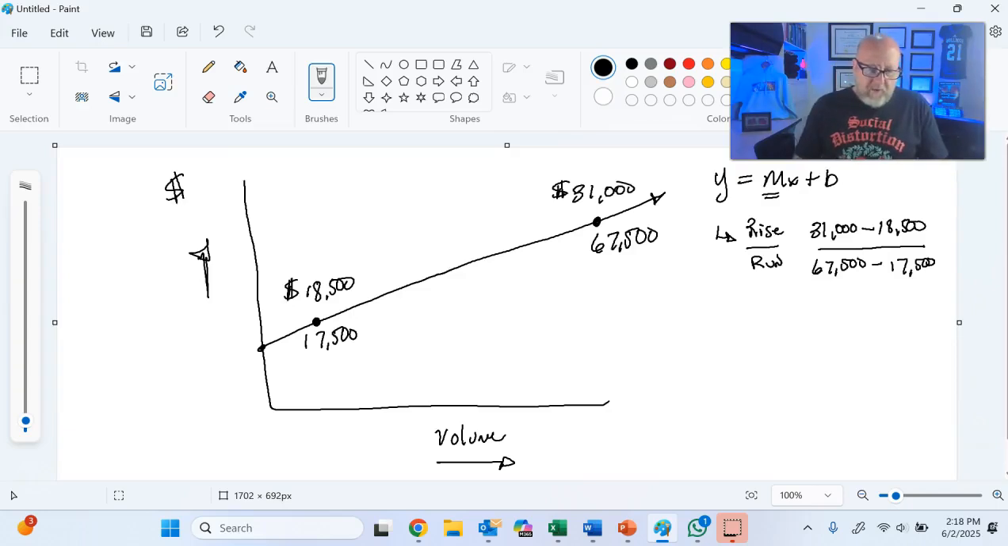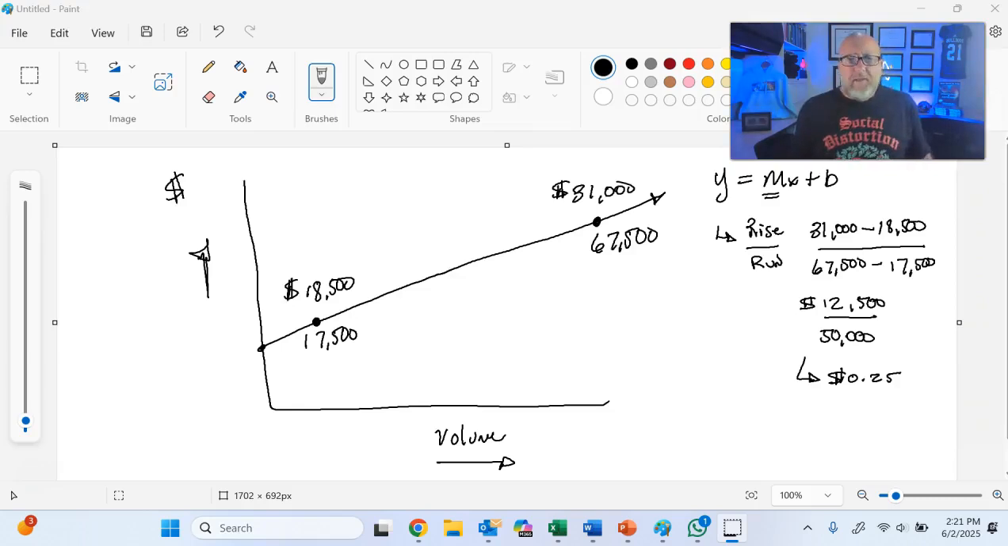So while I'm finding my calculator, I'm going to pause this. Okay, I'm back. You guys will love me since I didn't waste your time, but I did the math for us. Our rise over run, the first step was 12,500. So if I took 31,000 minus 18,500, I got 12,500. Then if I took 67,500 minus 17,500, you are correct, I can't do that in my head, I got 50,000. Then I did 12,500 divided by 50,000, and I come up with 25 cents.